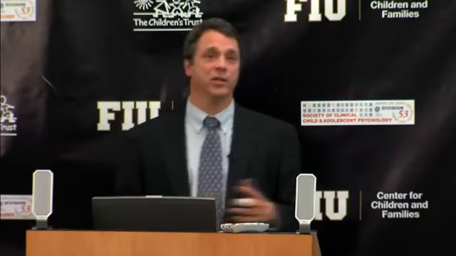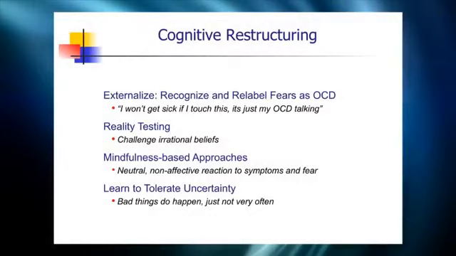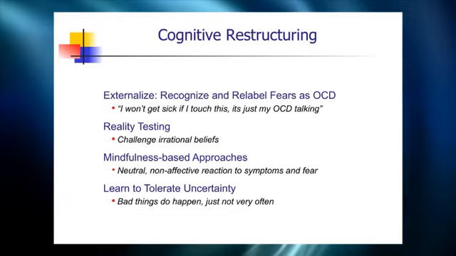And then teaching kids to learn how to tolerate uncertainty. You know what? Bad things do happen to people. Sometimes really bad things happen to people. But is it really going to be related to this? And can you prevent these things from happening just by engaging in your rituals? And so these are some of the different cognitive strategies that we're going to use.